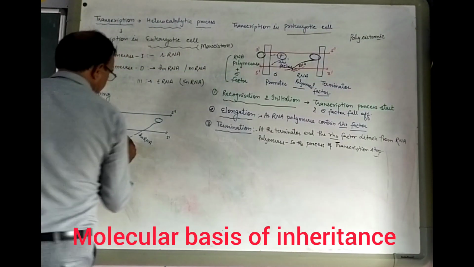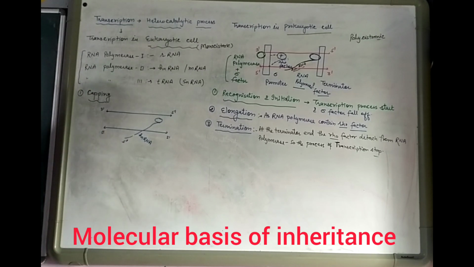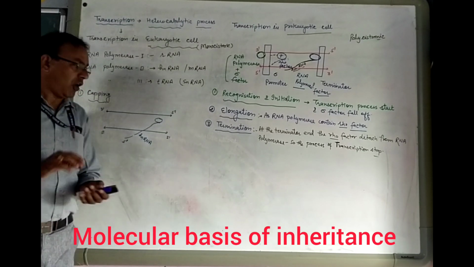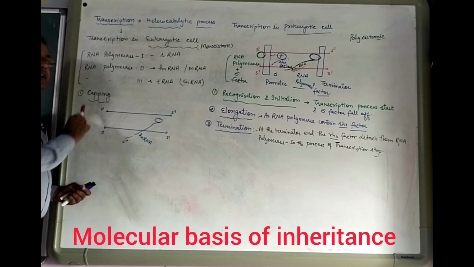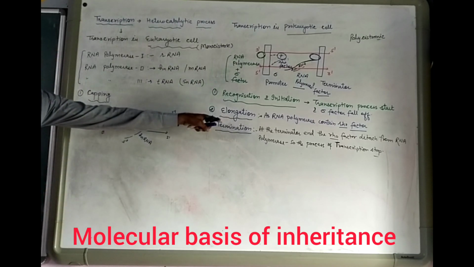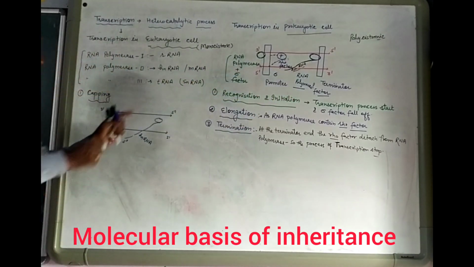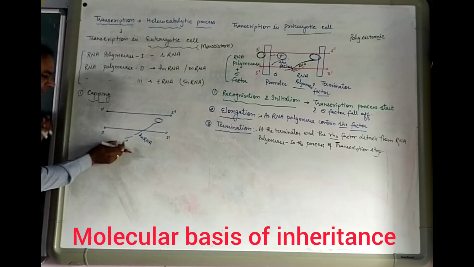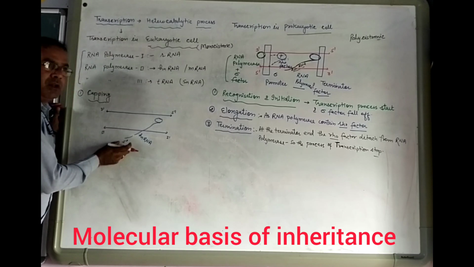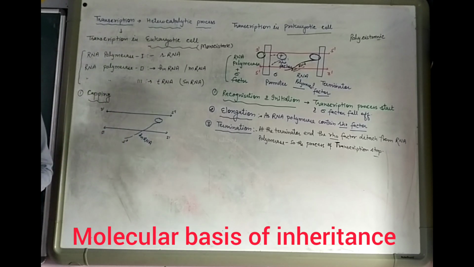So this is the 5' of hnRNA. There are no irregularities in hnRNA. The first process is capping. In these three processes hnRNA is synthesized. After this, in eukaryotes, three more processes occur. First of all, capping. Capping means to cap the 5' end with a chemical substance called methyl guanosine triphosphate.